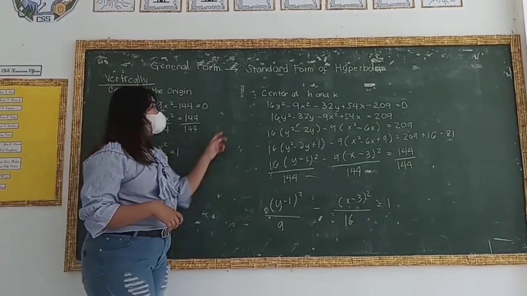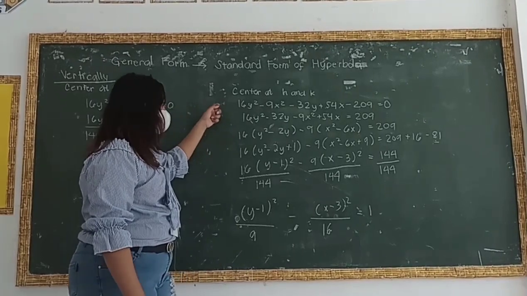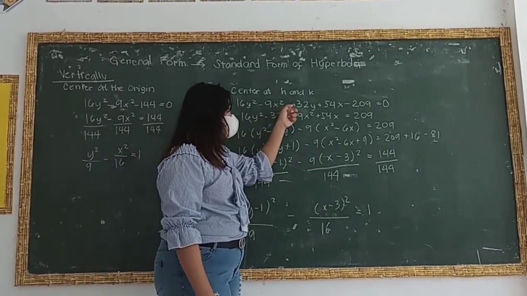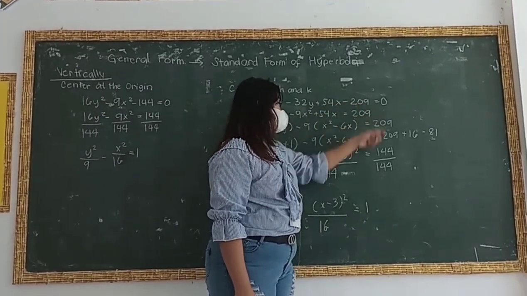Then let's proceed to the center at h and k. Still vertical. So 16y squared minus 9x squared minus 32y plus 54x minus 209 is equal to 0.